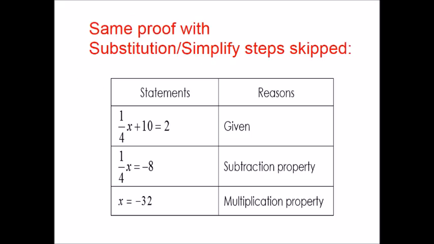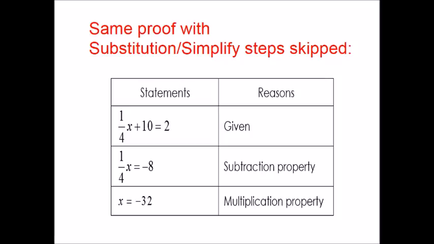This proof is shown about halfway down page 5 in your packet. Sometimes we may combine the substitution or simplify step with the addition, subtraction, multiplication, or division properties. Notice in this version of the same proof, which is much shorter, when 10 was subtracted from both sides, I just wrote 1/4 x plus 10 becomes 1/4 x, and 2 becomes -8.